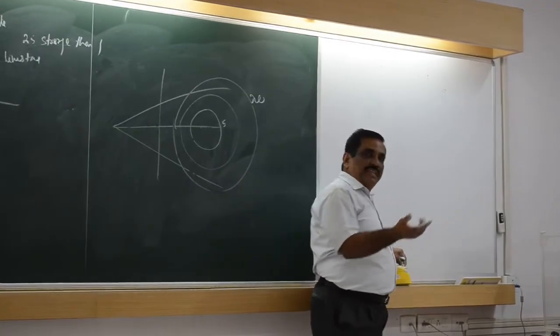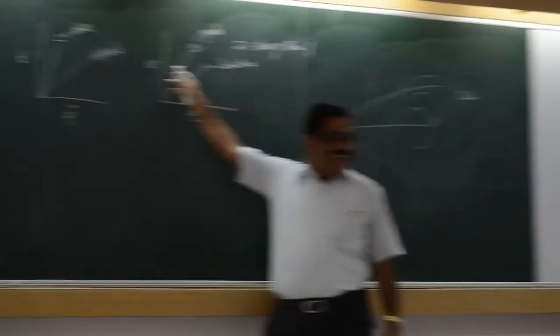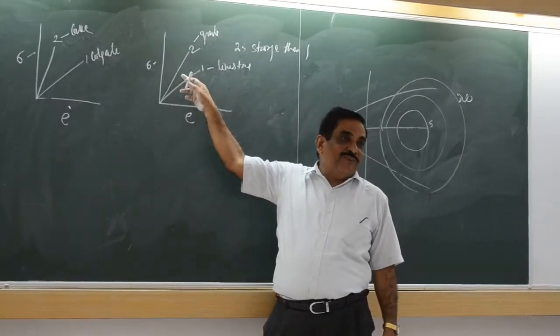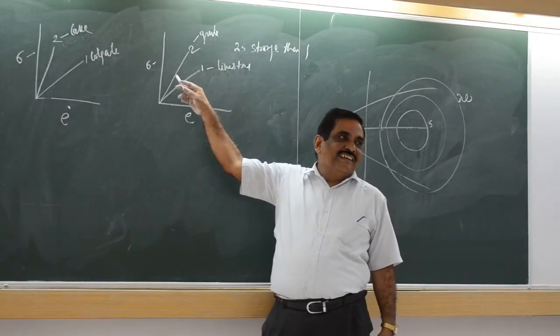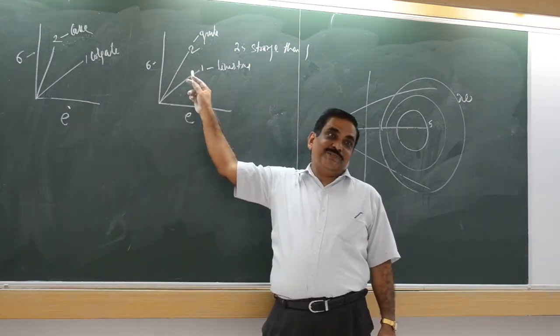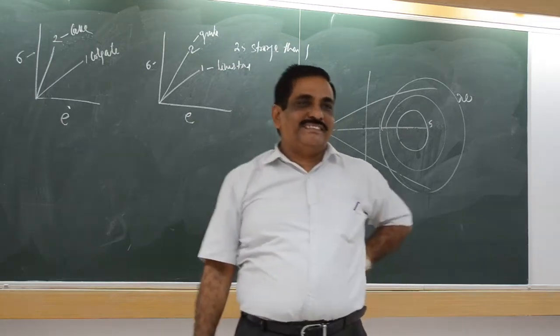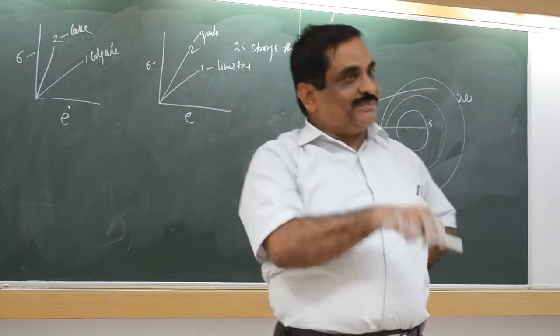Rock is brittle, rock is elastic. What is the difference? Both are elastic. Which is more elastic? Granite. Which is more brittle? That is the difference between elasticity and brittleness. A more elastic substance is less brittle.